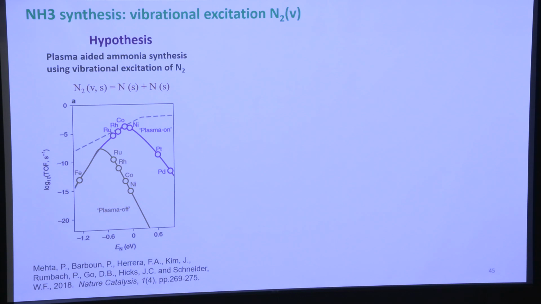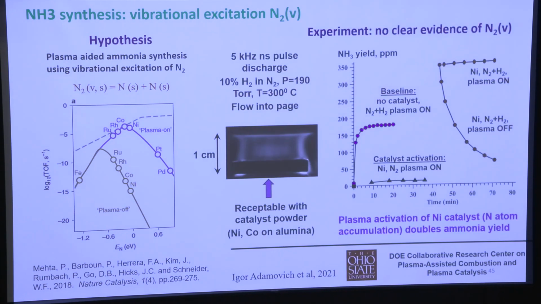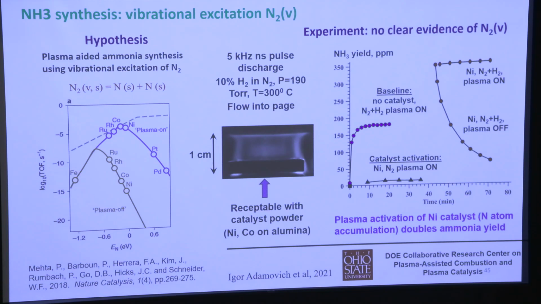Since then, a lot of people inspired by this work have done a lot of experiments. Here is the result from my colleague, and we collaborate as a DOE Plasma Science Center. He did the experiment. This is a nanosecond plasma at 5 kilohertz, with 10% hydrogen and 90% nitrogen, at lower pressure. The temperature is about 300 C, which is 200 C lower than the 500 C of the Haber-Bosch process.